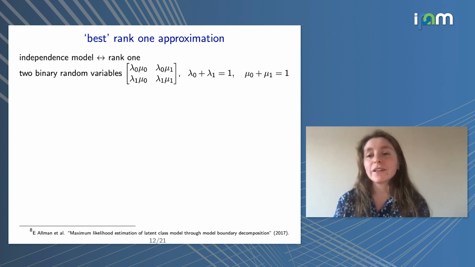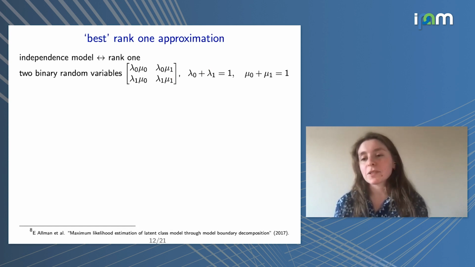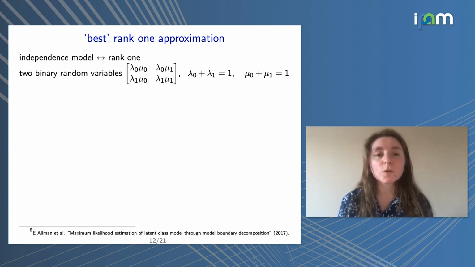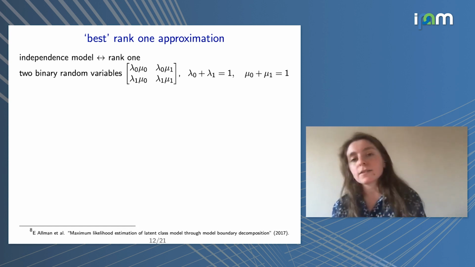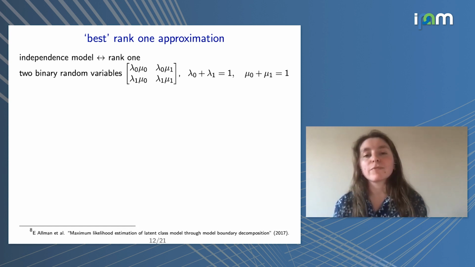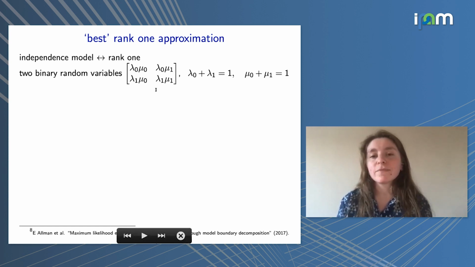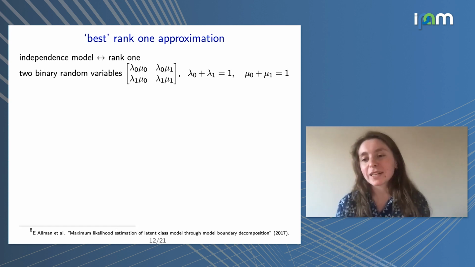Okay, so now we have a new notion of best rank 1 approximation of a tensor, given by this notion of maximum likelihood estimation. We saw before that the independence model translates to the tensor being rank 1. If we consider the case of 2 binary random variables, then our model is parameterized by non-negative 2x2 rank 1 matrices.